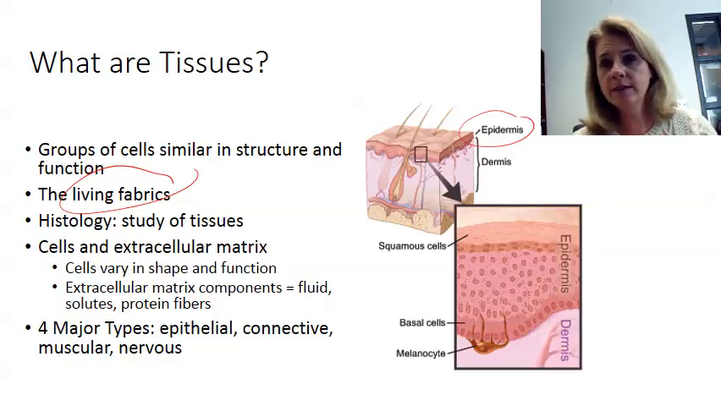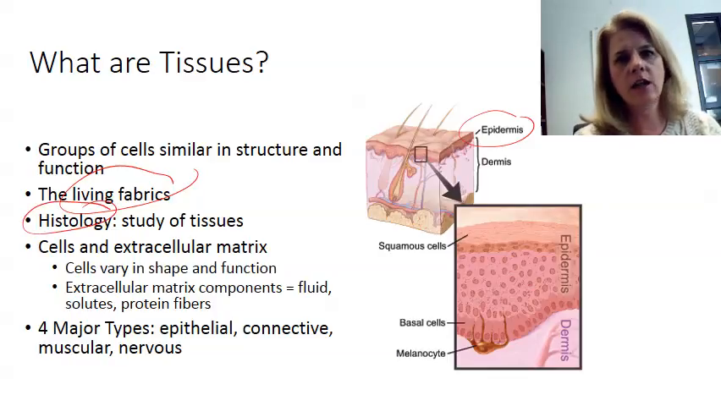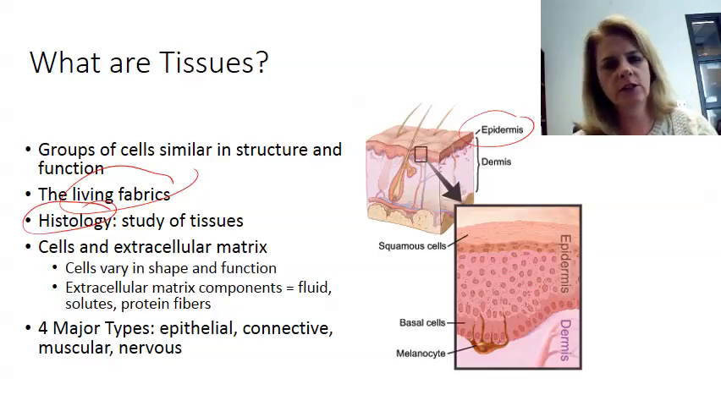You have a lot of red blood cells. They're inside the plasma, the liquid part of the blood, that acts as a tissue that allows you to carry oxygen throughout your blood. When we study tissues, we call that histology. So histology is a study of the tissues.